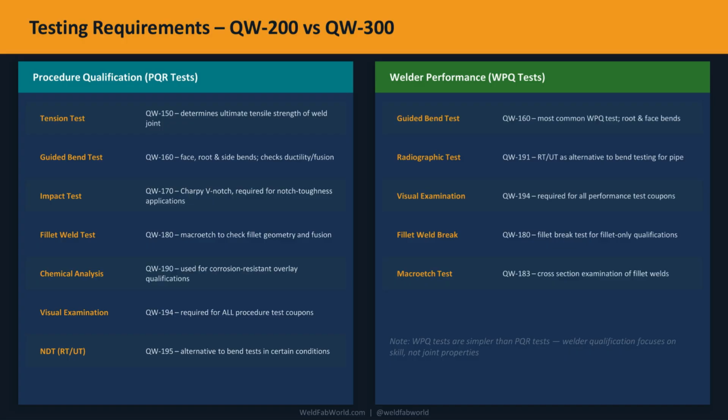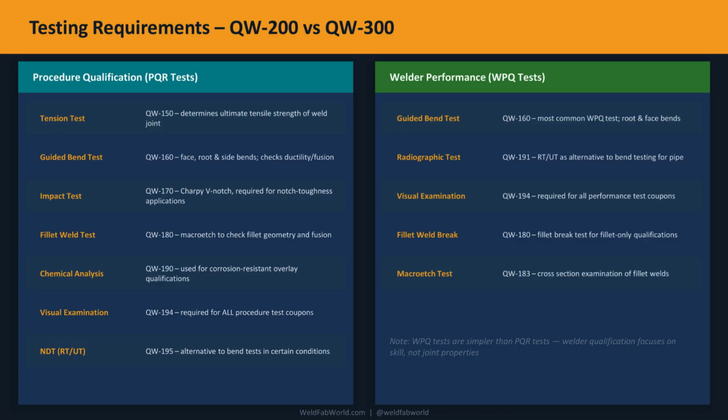WPQ tests, proving the welder can do it. Guided bend test, root and face bends. Most common. Radiographic test QW 191, common alternative to bends for pipe qualification. Visual examination QW 194, always required first. Fillet weld break test QW 180, for welders qualifying only in fillet welding.